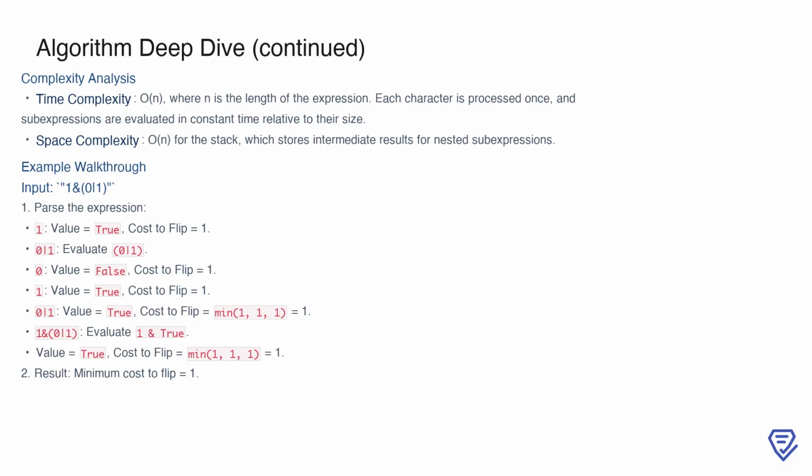Combining these with the operator results in a value of true and a cost to flip of 1, calculated as the minimum of flipping either operand or the operator. Finally, we evaluate 1 in true, which again results in true with a minimum cost to flip of 1. Thus, the minimum cost to flip the entire expression is 1. This example highlights the systematic approach of the algorithm, ensuring correctness and efficiency in evaluating Boolean expressions.